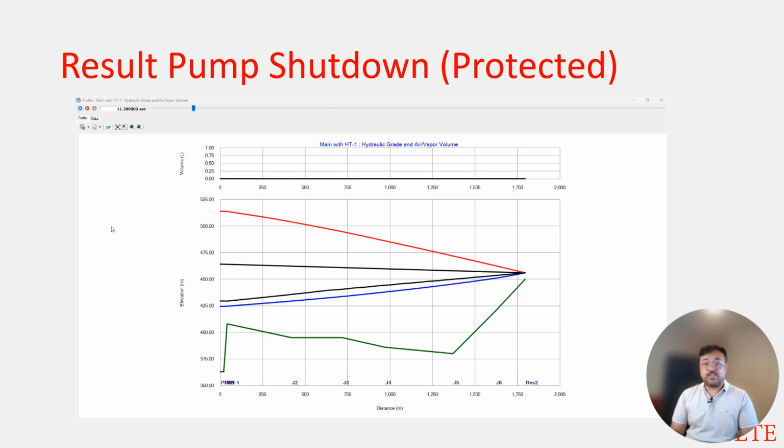The tank absorbs much of the excess pressure, allowing the system to handle the pump shutdown without exceeding safe pressure limits. This demonstrates the effectiveness of using protective components like hydropneumatic tanks in mitigating the effects of transient events. When we run these simulations in Bentley Hammer, we can fine-tune the design of these protective measures to ensure they provide the necessary level of protection without being over-engineered.